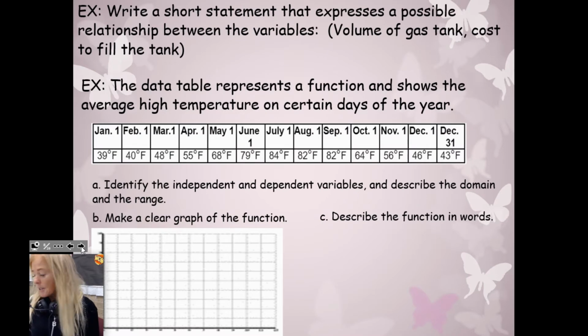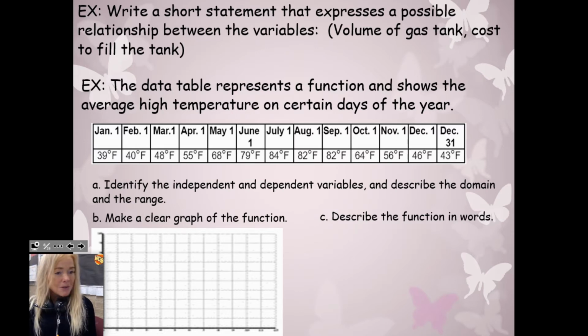All right, so first example I'm going to do, and I think it just gives you your answer on your notes, if I remember right. Write a short statement that expresses a possible relationship between the variables volume of a gas tank and the cost to fill the tank. Now, the greater the volume of the gas tank, remember, the more money it costs to fill up the tank. So that's basically what it is. As the volume of the gas tank increases, the cost to fill the tank also increases. And that's what you would write. And that's already filled in your notes, so you don't have to fill that in.